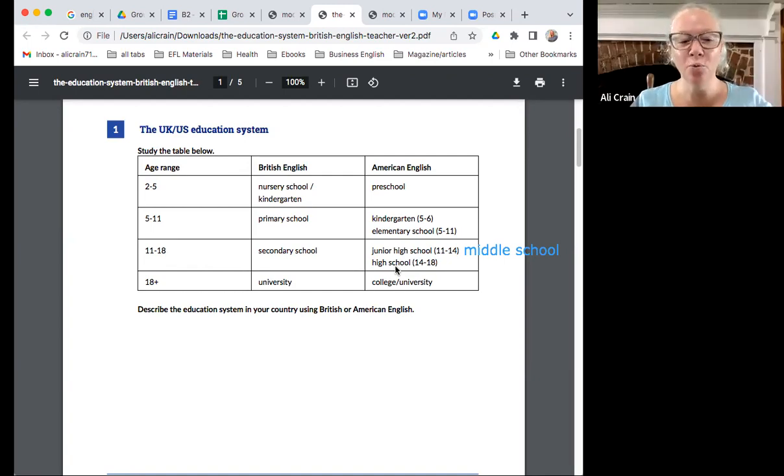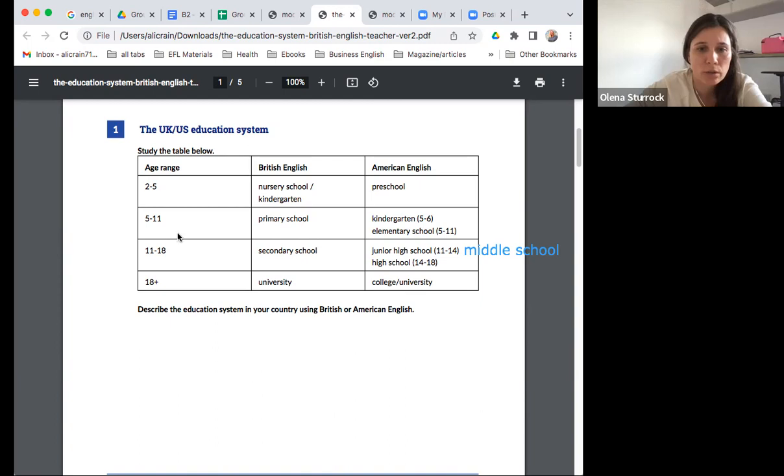Okay. So what is the terminology that is used, or how would you describe the terminology in Ukraine? Elena, what are the ages when kids start and what do you all call that? When they go to school.